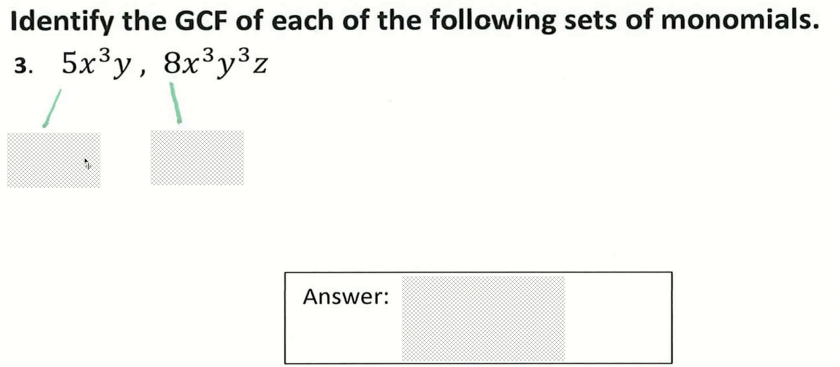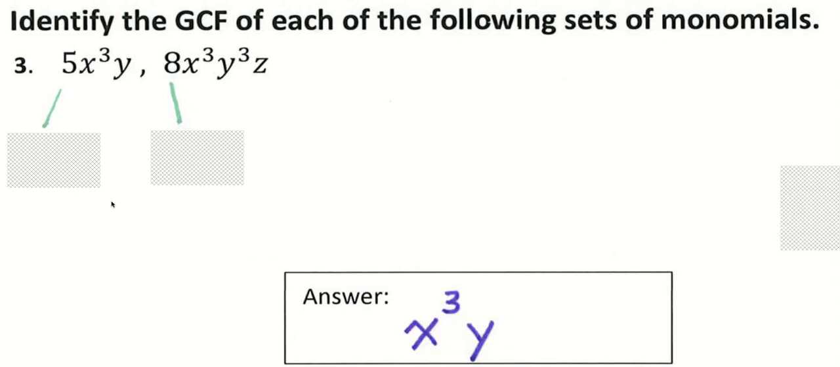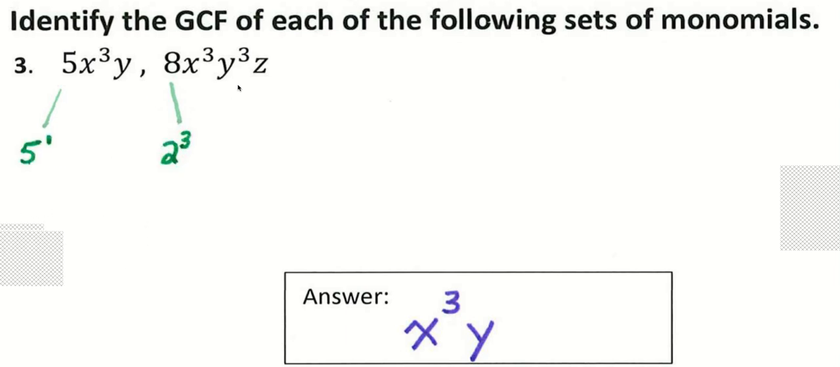For number 3, there's the final answer. Special emphasis here on, I guess, first of all, the numbers. What's the GCF of 5 and 8? Essentially, it's 1, if you go about it from this approach.